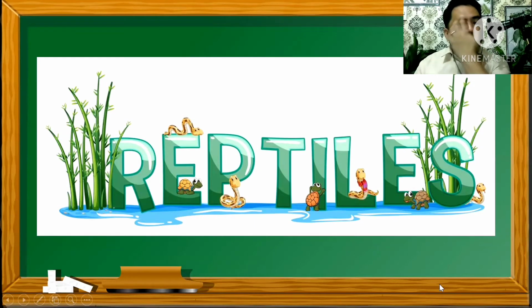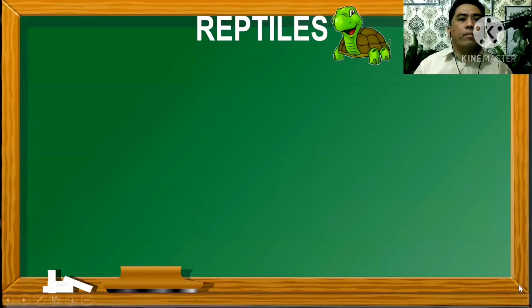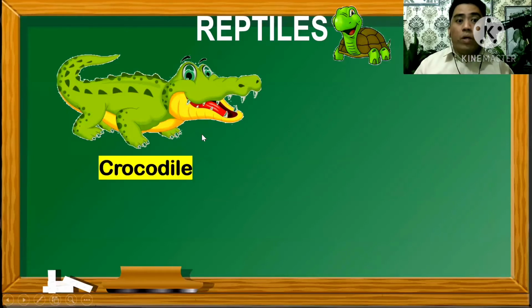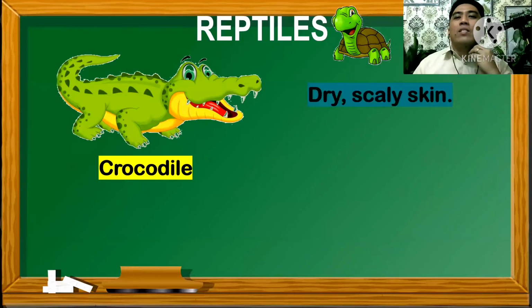next in line are reptiles. Okay, what are the characteristics of reptiles and what are the examples of reptiles? Okay, class. Are you familiar with this animal, class? Okay, very good. It's a crocodile. Can you describe its body covering? Okay, nice answer. Sabi nga, excellent. Okay, so it has dry, scaly skin.